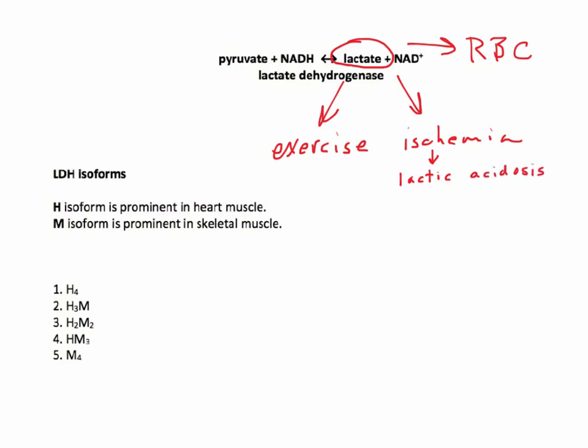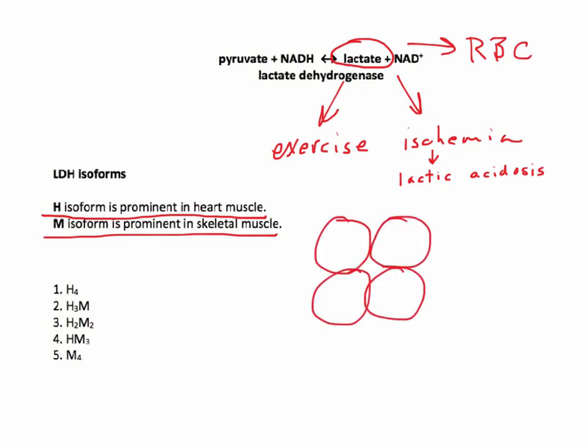Humans have 2 genes for lactate dehydrogenase, or LDH, and produce 2 isoforms. The H isoform is prominent in heart muscle. The M isoform is prominent in skeletal muscle. And the LDH exists as a tetramer of 4 subunits, each being one of the 2 different isoforms. So you can have 5 different combinations of the H and M subunits to make the tetramer, as shown in this diagram on page 7. Different tissues have characteristic isoform distributions.